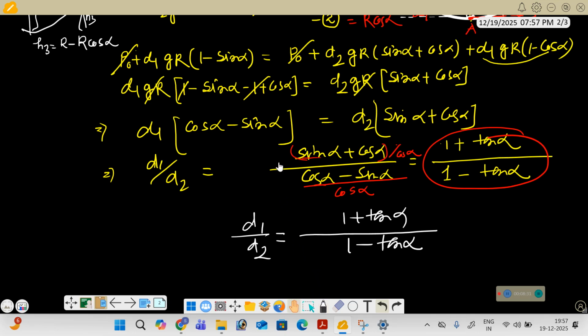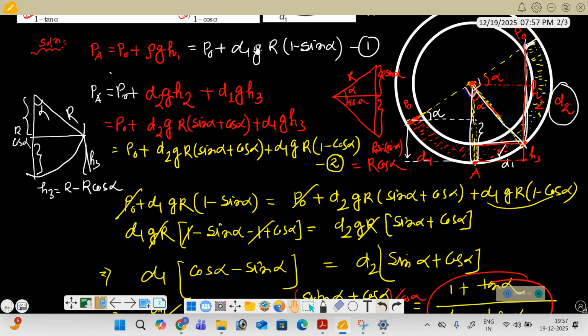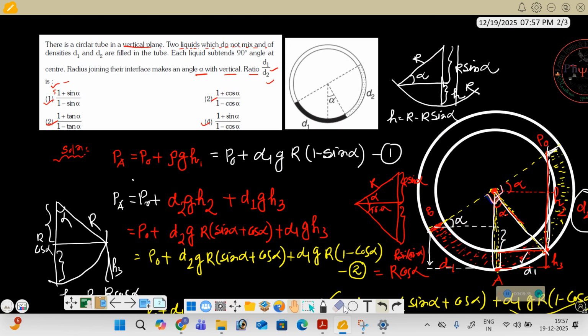So the correct option is option 2, 1 plus tan alpha by 1 minus tan alpha.